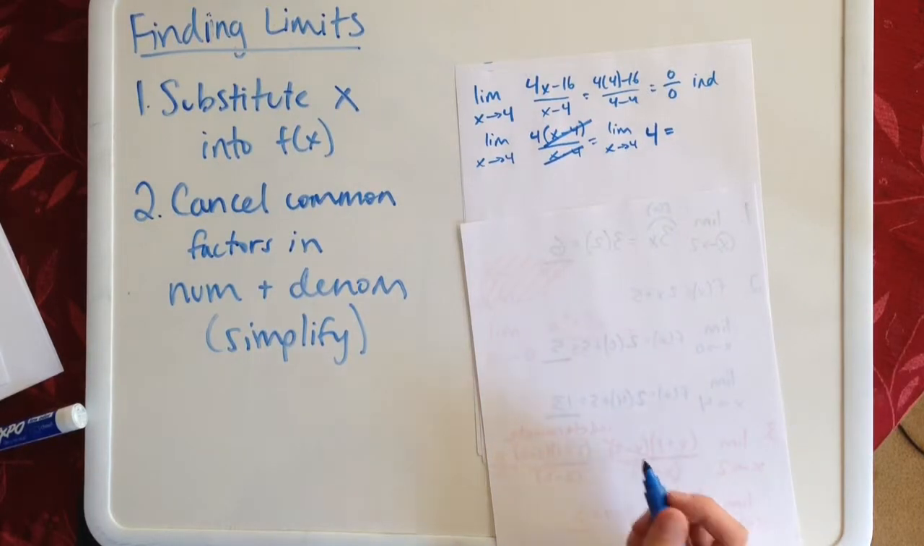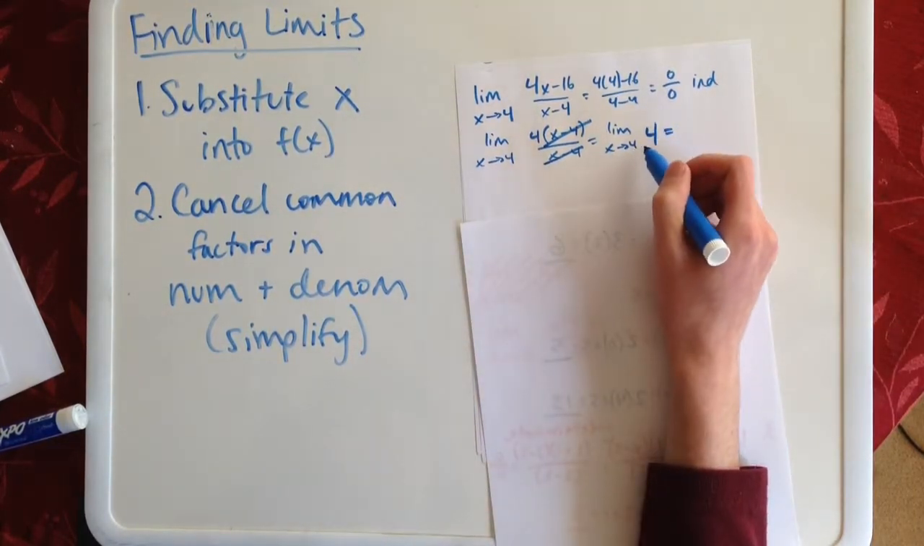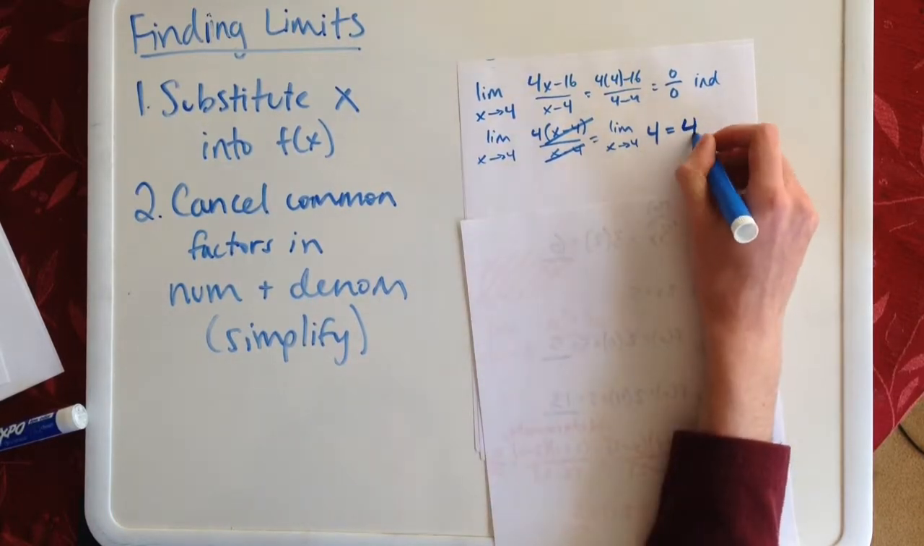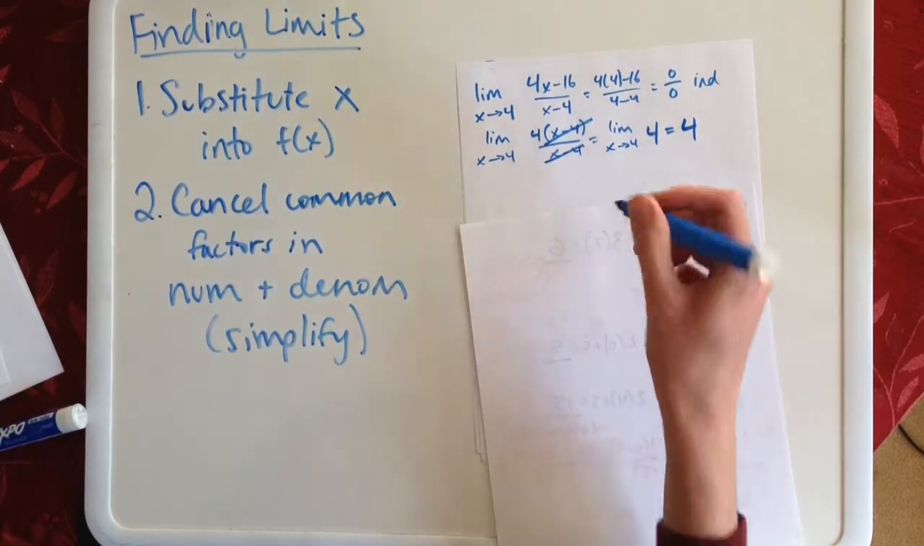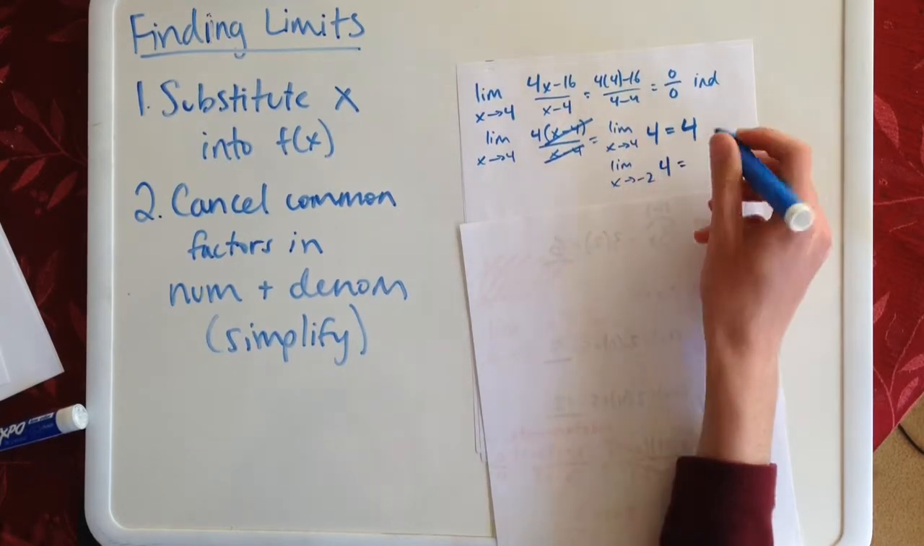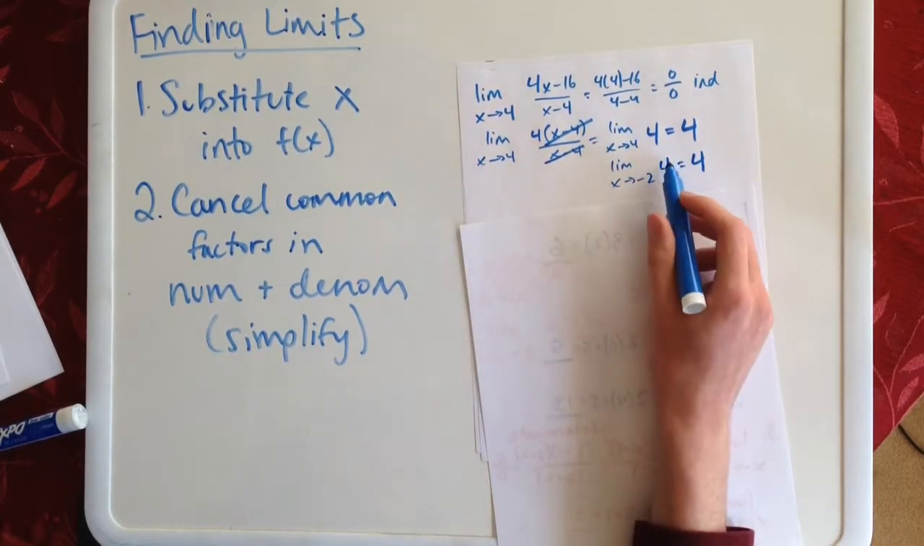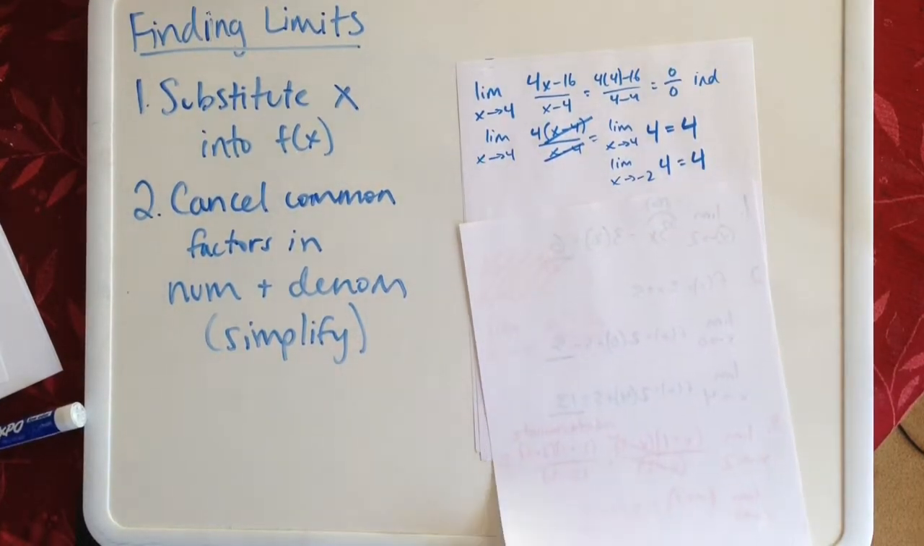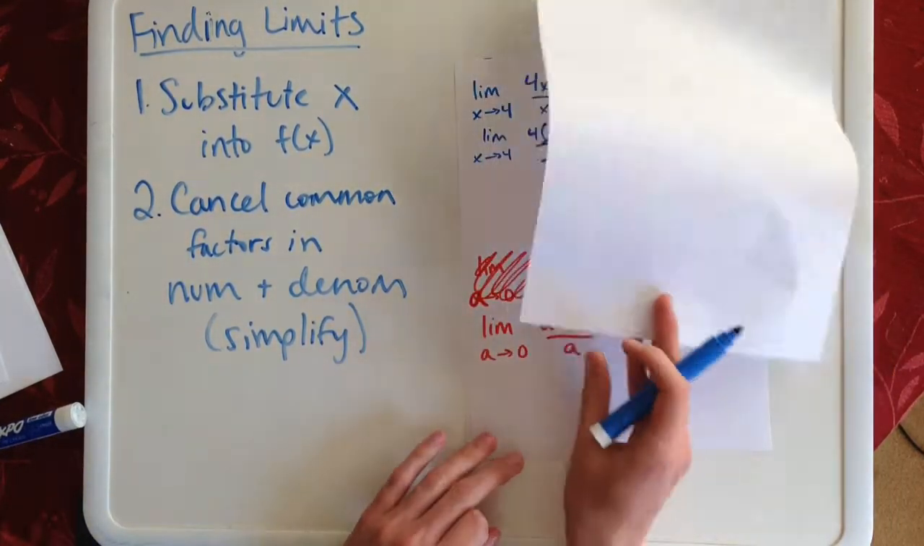Well, no matter what our x value is, the function always equals 4. That means the y value is always going to equal 4. So that's a 4 there. I could have limit as x approaches negative 2 of 4, and that'd still be 4, because the y value is always 4.